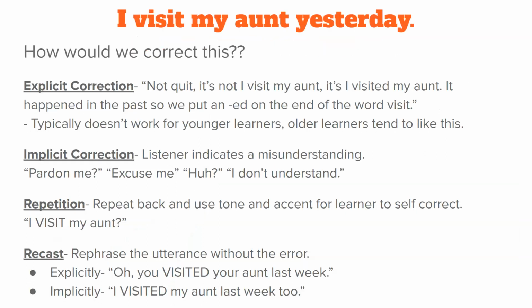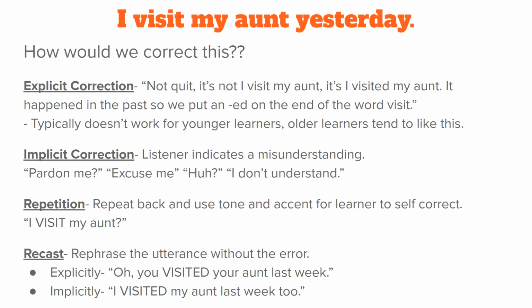So we're going to look at this example. I visit my aunt yesterday. And we're going to go through different ways to correct this. So an explicit correction, that would be when you want the learner to know that they made an error, would be, not quite. It's not I visit my aunt, it's I visited my aunt. Okay? It happened in the past, so we put an ED on the end of the word visit.